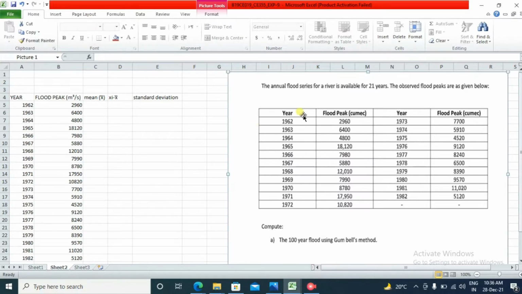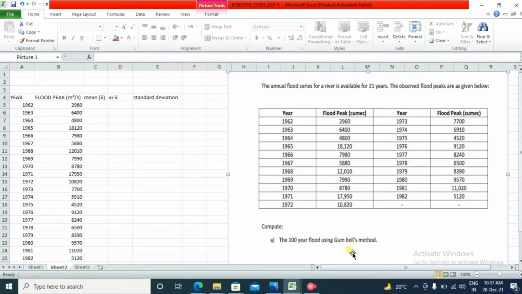Today in this video we will be analyzing flood using Gumbel's method. Here the annual flood series for a river is available for 21 years from 1962 to 1982, and this flood peak is given for each year. Now we will be computing the 100-year flood using Gumbel's method.